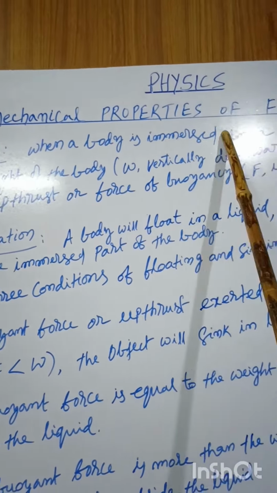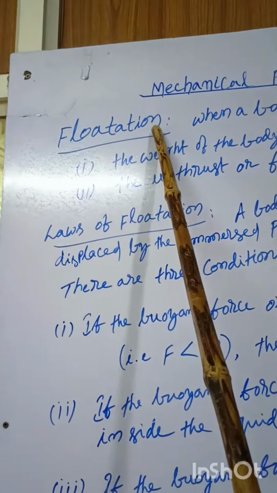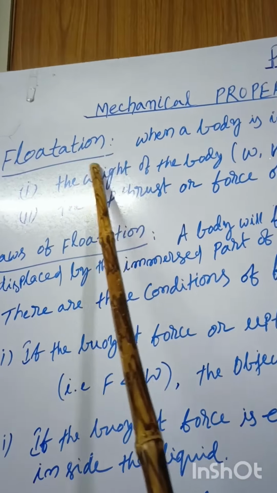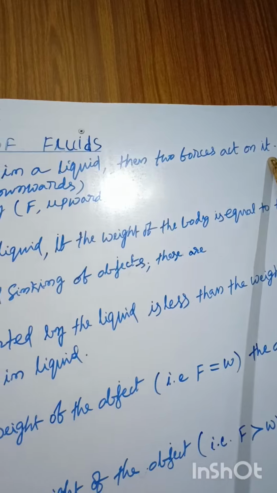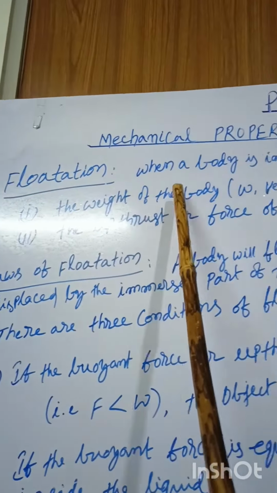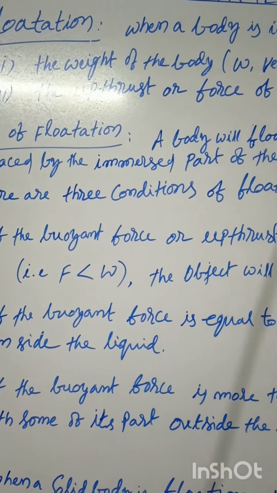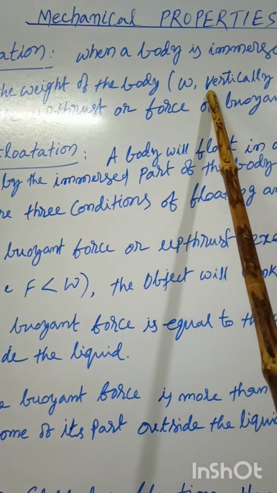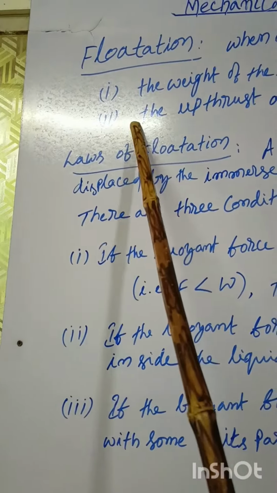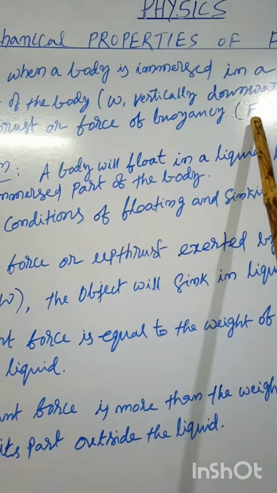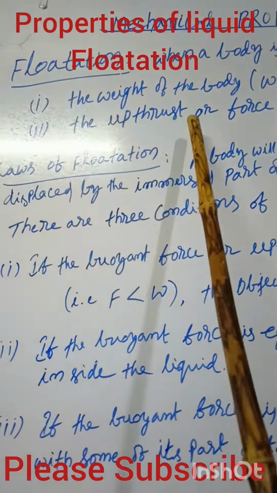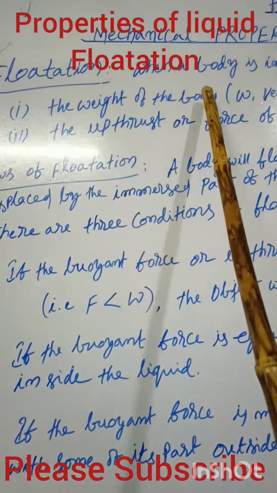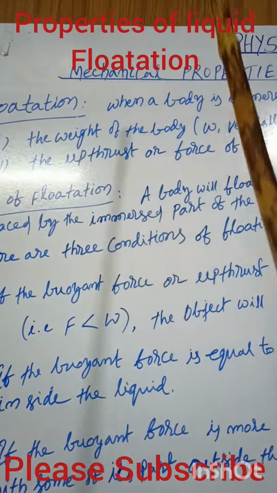In physics, mechanical properties of fluids, we'll talk about flotation. When a body is immersed in a liquid, two forces act on it. What are they? They are the weight of the body, W, vertically downwards, and the second force is the upthrust or the force of buoyancy of the liquid, F, upwards. So these two forces are acting, one downwards and one upwards, in the same line.